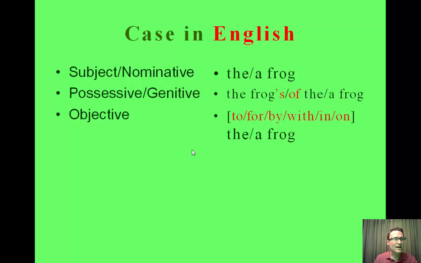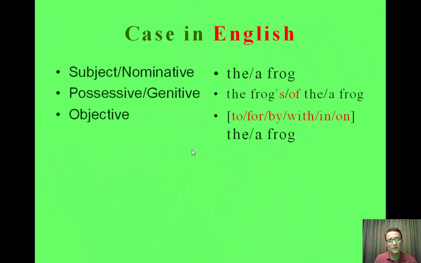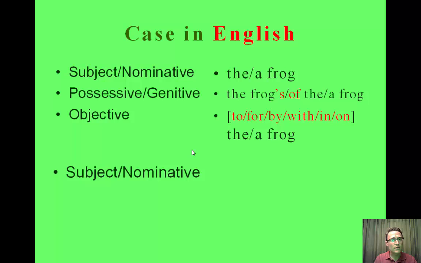or a frog. Now, you may think to yourself, frog doesn't change very much, and in fact the only change we see to that word itself is in the genitive case or the possessive case when we add an apostrophe s. But when we look at the pronouns in English, the personal pronouns as well as the relative pronouns, we do see that there is a significant change in the endings. So let's go ahead and look at our pronouns in English.